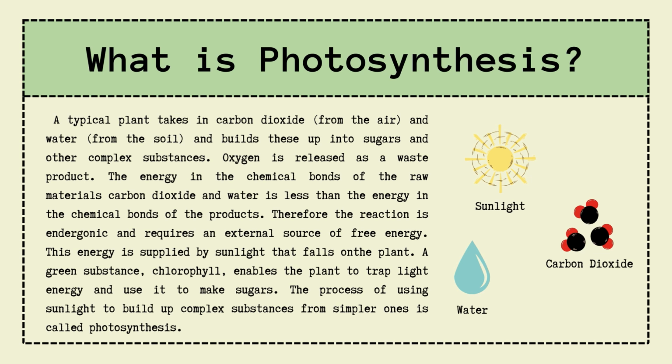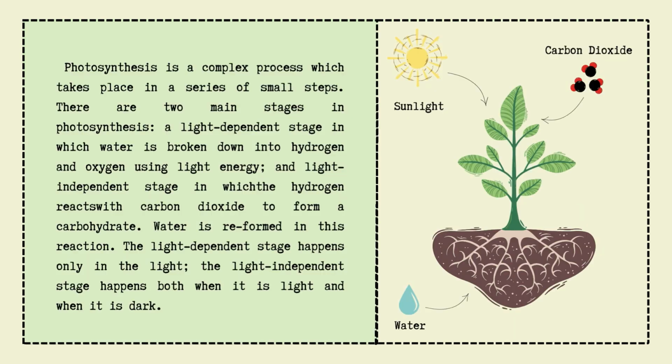A green substance, chlorophyll, enables the plant to trap light energy and use it to make sugars. The process of using sunlight to build up complex substances from simpler ones is called photosynthesis. Photosynthesis is a complex process which takes place in a series of small steps. There are two main stages in photosynthesis.